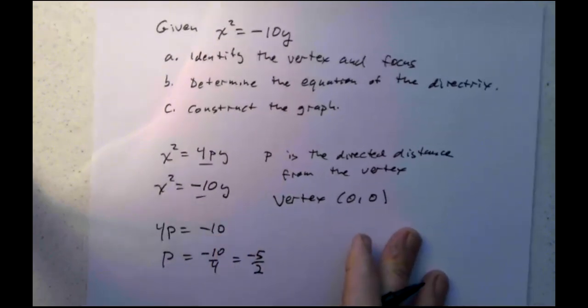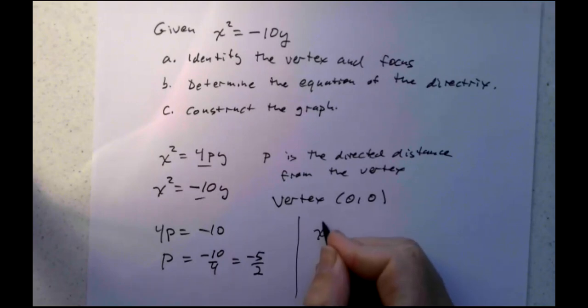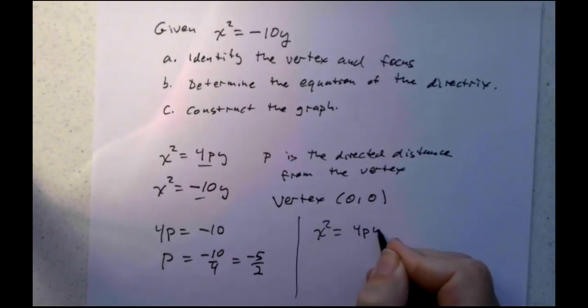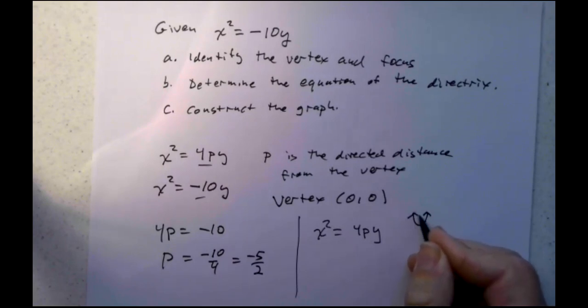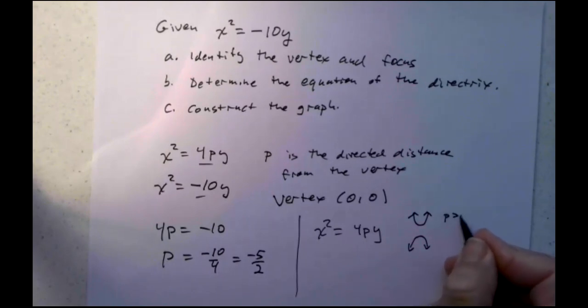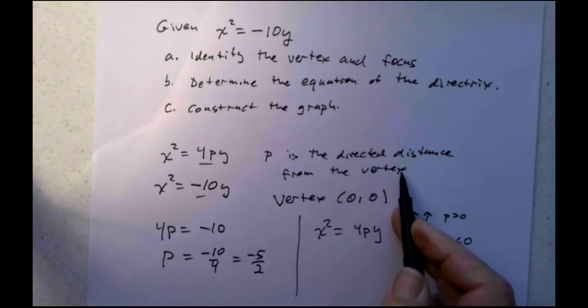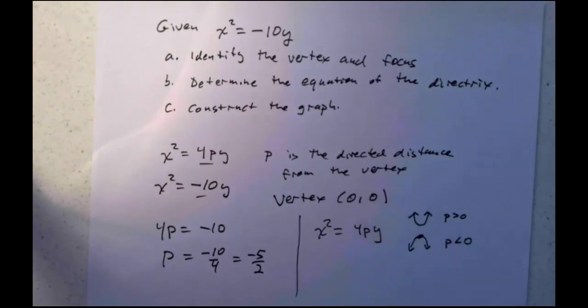Now we need to visualize what's happening here. What is our case? X squared equals 4py. That's either an opening upwards parabola or an opening downwards parabola. If it's y squared equals 4px, it's opening left or opening right. So in this situation, p is positive. In this situation, p is negative. So we know this is the sort of graph we're going to have, and the vertex is going to be here. Remember, p is the directed distance from the vertex. The vertex is 0, 0. We need to go down 5 halves from the vertex to get the focus.